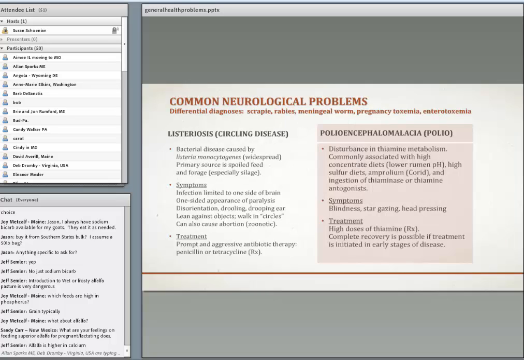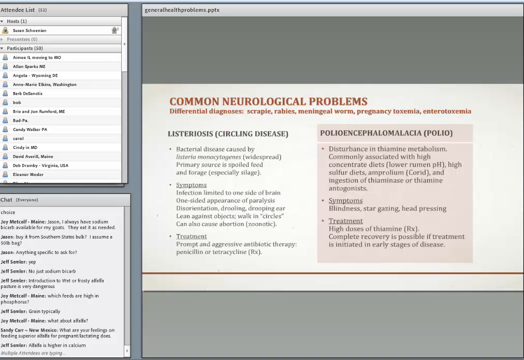A couple of neurological problems that are common. The thing I want you to keep in mind is there are other diseases that cause neurological symptoms: scrapie, rabies, meningeal worm, pregnancy toxemia, enterotoxemia. All of those can present with some neurological symptoms. These are probably two of the more common ones.